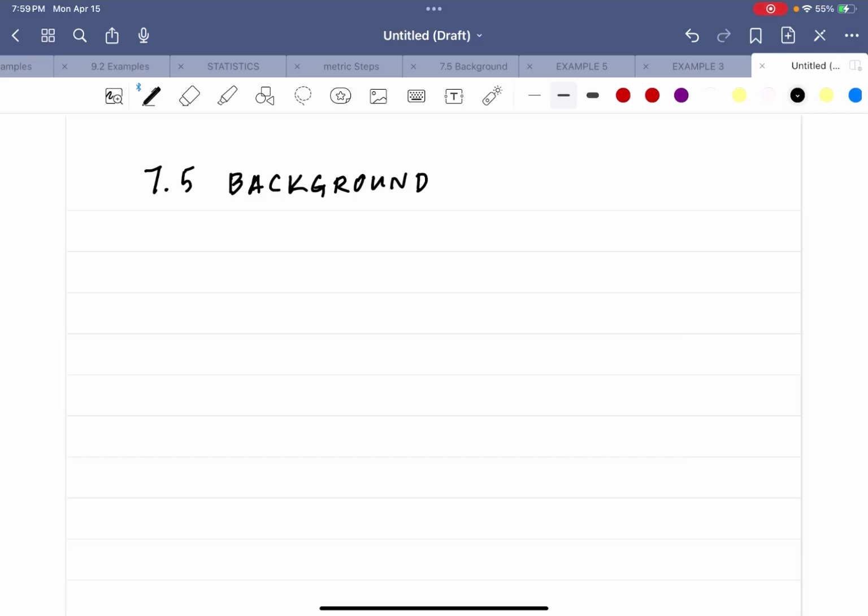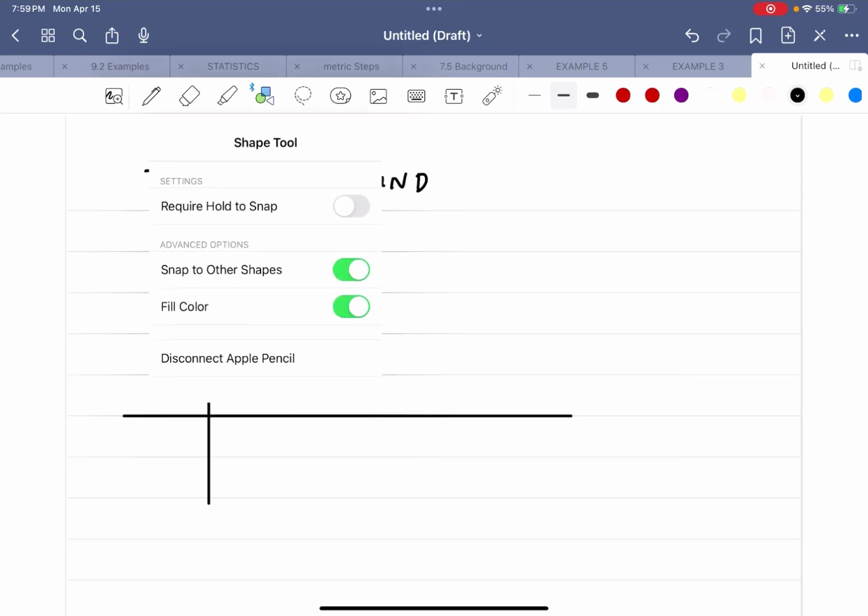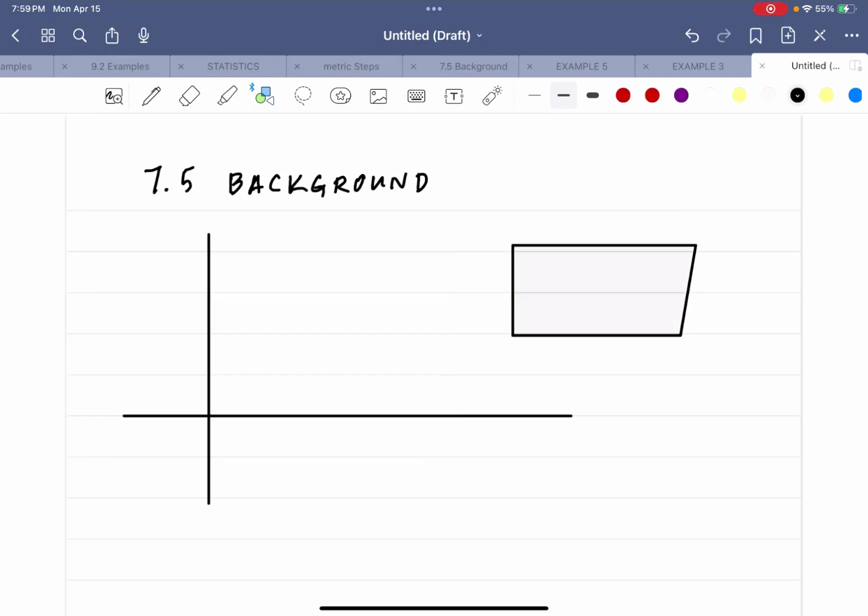So in this video, I'm going to give you a little bit of background for what we're doing in 7.5. So remember what we're trying to do here is find the area of an irregular shape. But before we do that, let's start with a regular shape. Let me start with a rectangle.